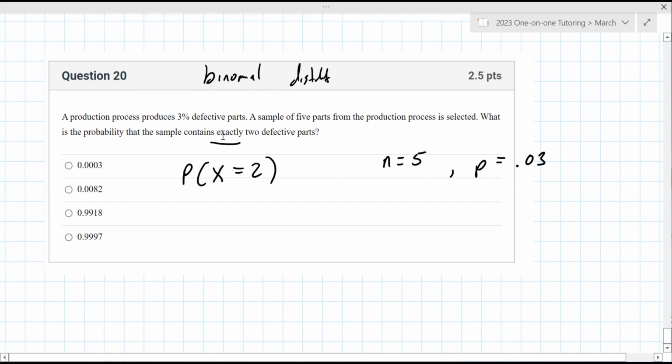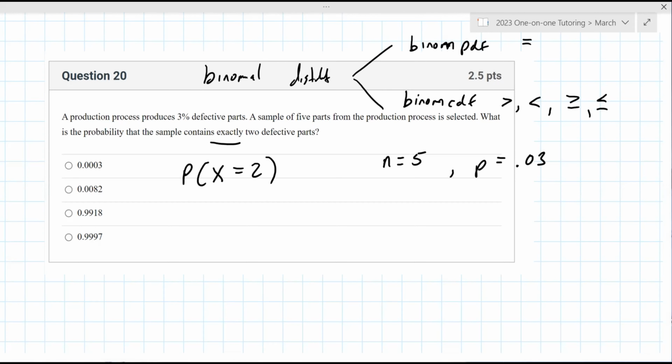And this is very important. It's either going to say exactly a number, less than a number, greater than a number, at most a number, at least a number, and so on. Because that tells you which of the 2 binomial distributions to use in the calculator. There's binomPDF, which is what we're going to use here because it's exact, and there's binomCDF, which you use when it's greater than or less than or greater than or equal to or less than or equal to. So use them for these different cases.